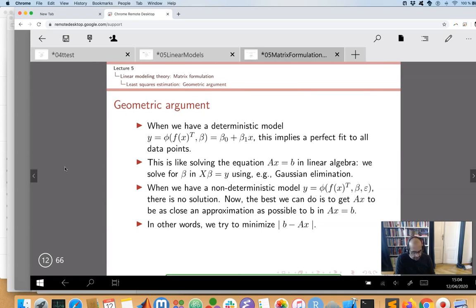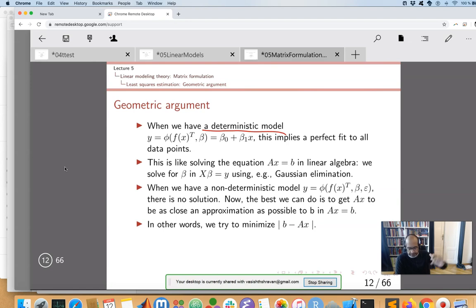When we have a deterministic model, where we have no variability at all, a perfect fit, you can fit a deterministic model on top of those lines with no variability. This is basically analogous to solving a simple linear algebra problem of the form A x equals b. Here we are trying to solve for x, and we will generally do this using some standard method like Gaussian elimination.